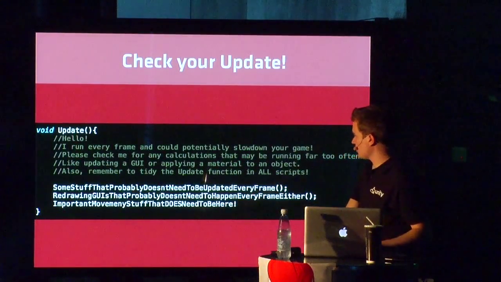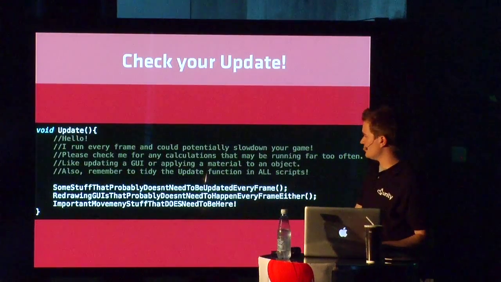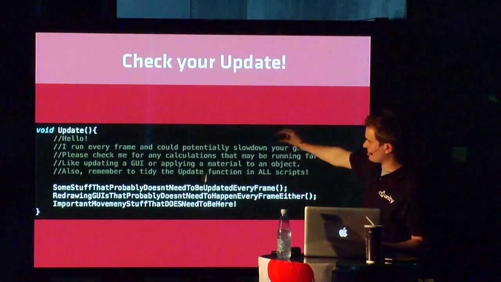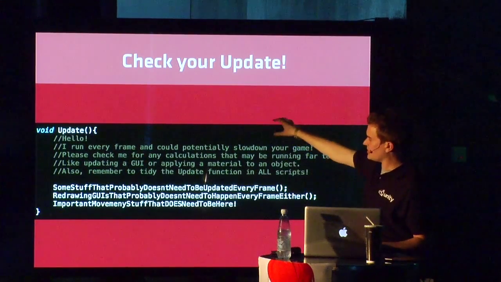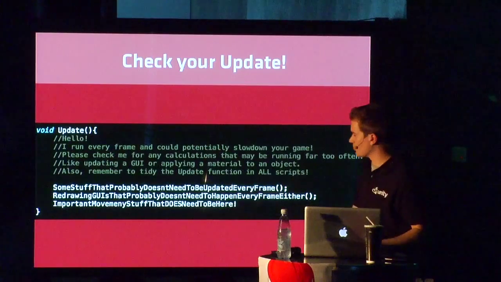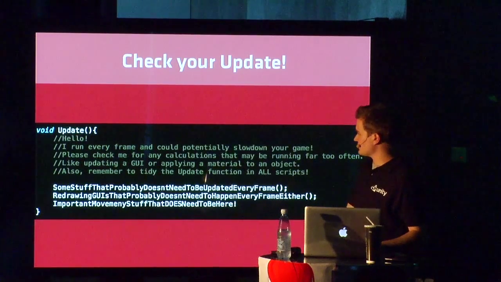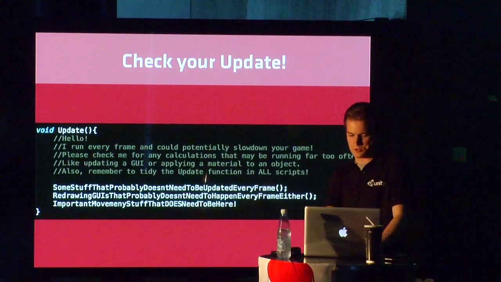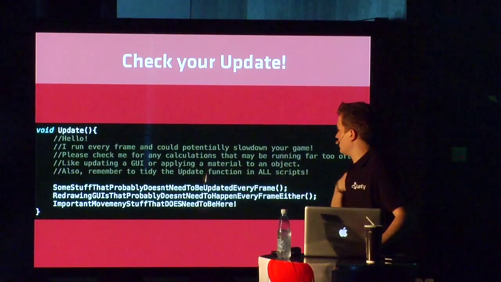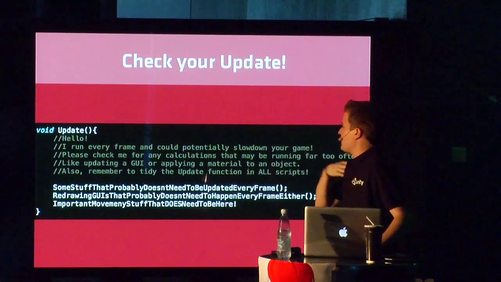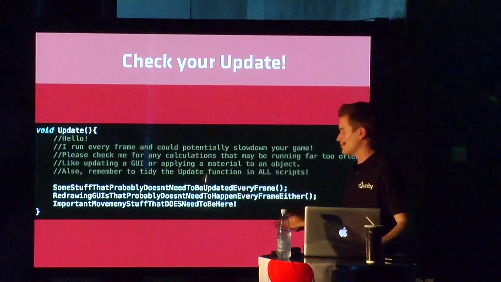Check your update. So when you create a new script in Unity, it automatically gives you a start function and an update function. And a lot of people just leave the update in there, even if they're not doing anything, they're just doing collision code. That's kind of bad. So update runs every single frame. So what you might want to do is go through, check your updates, and make sure that you're not having stuff that's running every single frame, such as updating a GUI or something like that.